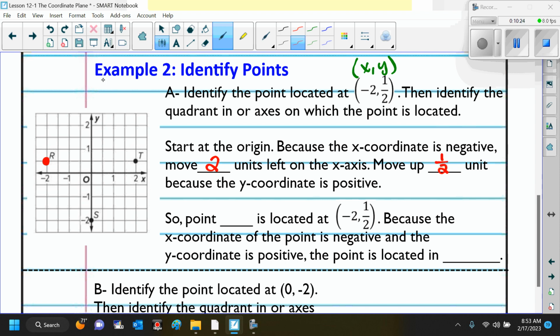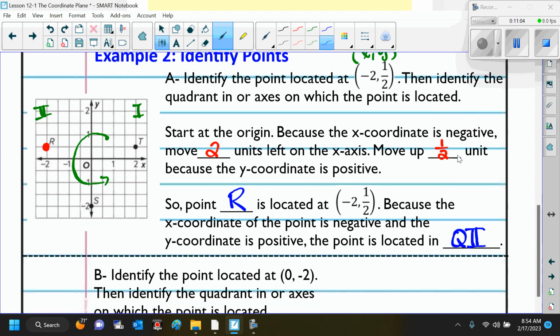So where is it located? Well, again, if you remember, we start at quadrant 1 and we go counterclockwise. So this is 1 and this is 2. So point R is located at -2, 1/2 because the x-coordinate is negative, we went to the left, and the y-coordinate is positive, we went up. And it is in the second quadrant. So this is Q2.